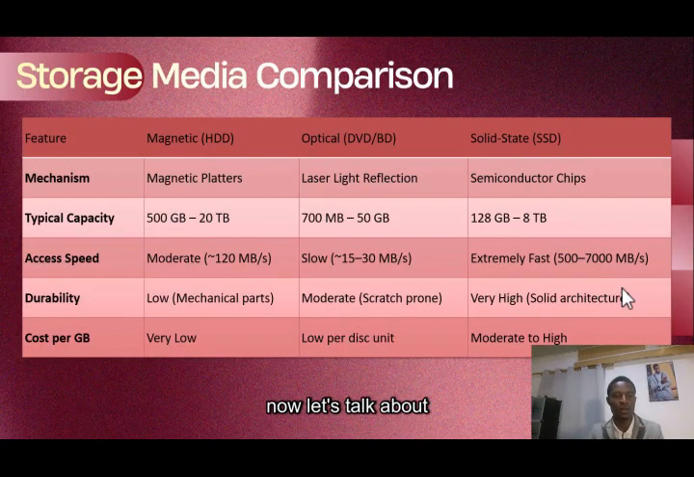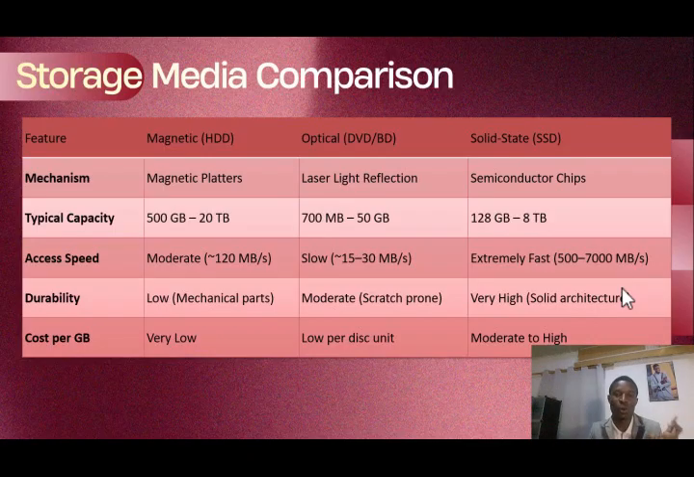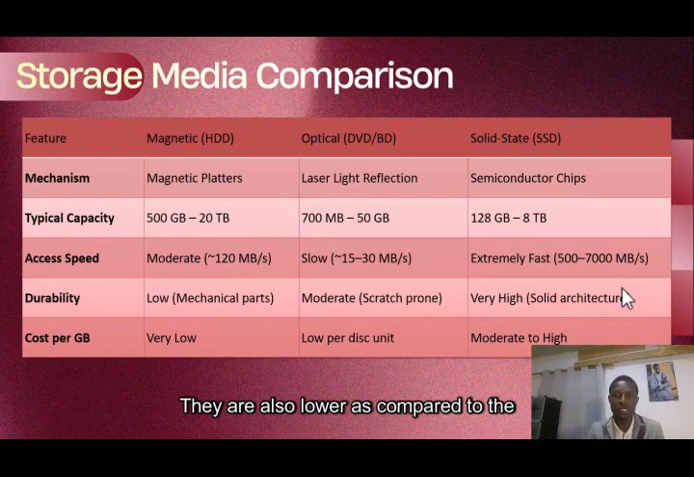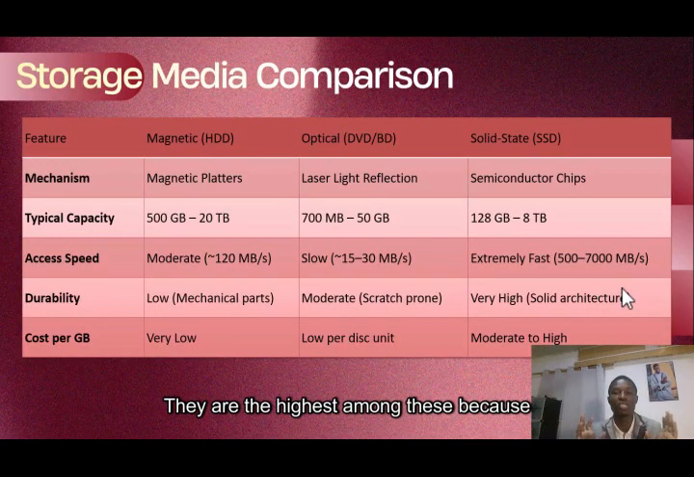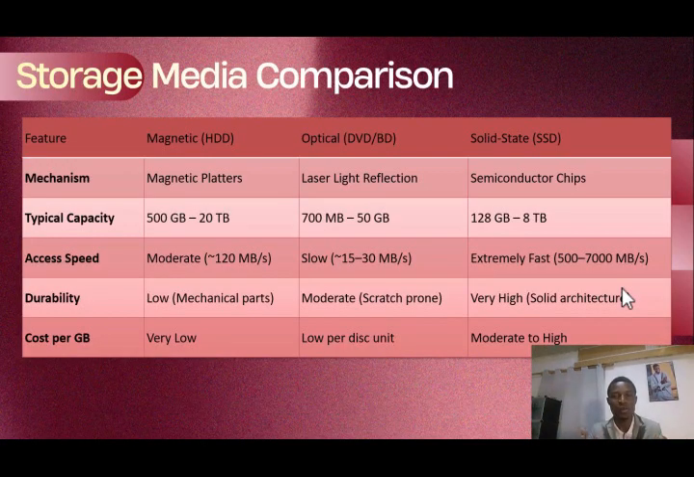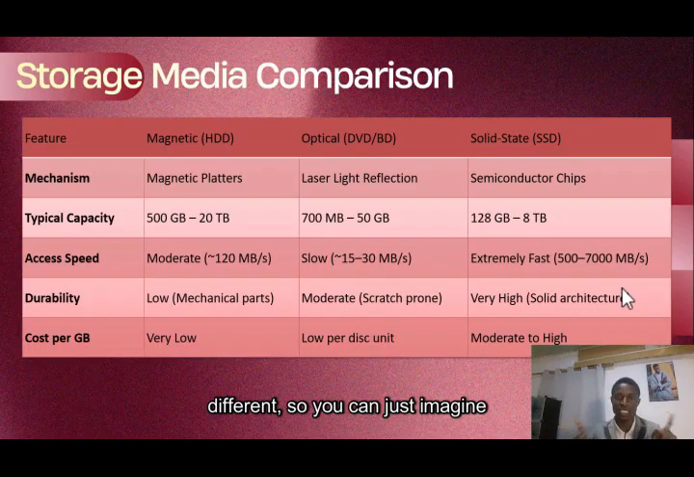Yeah. So now let's talk about cost per gigabyte. Magnetic HDD has a very low price. Yeah, cost per gigabyte is very low. As I already said, you can get around a 1 terabyte HDD for about 100 Ghana cedis. Then the optical has a low price per disk unit, also lower compared to the solid state drives. And then the SSDs are moderate to high. They are actually the highest among these, because comparing 1 terabyte of SSD to 1 terabyte of HDD, you have about 700 cedis difference. So you can just imagine it.